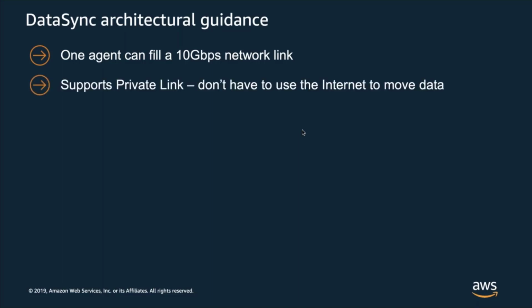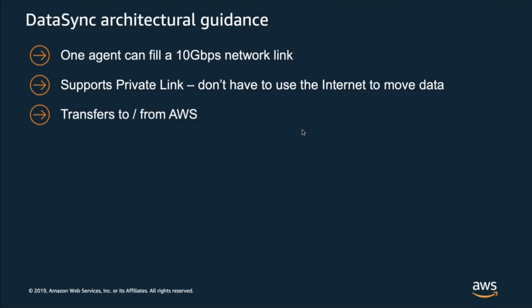Remember that DataSync supports a number of methods for connecting the agent to the DataSync service. You don't have to go over the internet if you don't want to. You can use PrivateLink if you have a VPN or Direct Connect connection up into AWS.